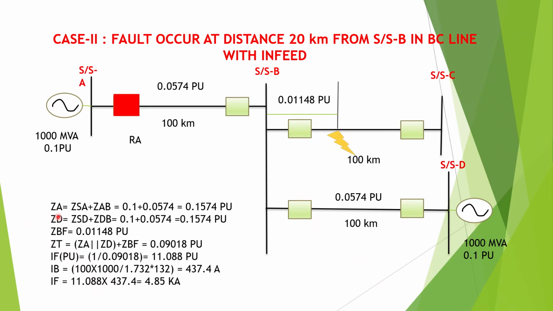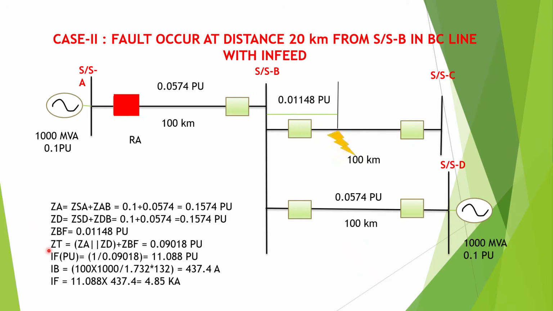Now ZA is equal to ZSA, that is the source impedance at the substation A end, plus ZAB, which is equal to 0.1 plus 0.0574, equal to 0.1574 per unit. Now ZD is equal to the source impedance at the substation D end plus ZDB, which is equal to 0.1 plus 0.0574, which is again the same, that is 0.1574 per unit. Now ZBF is equal to 0.01148 per unit.